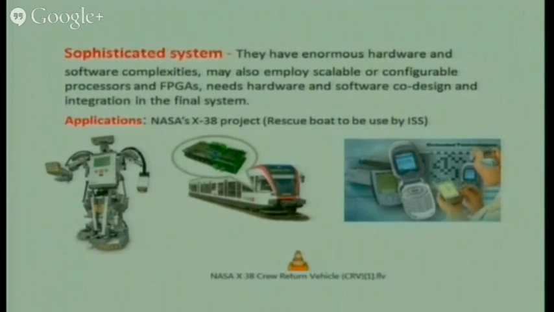The big application in which this sophisticated embedded system was used was the NASA X-38 project. In this project they developed a rescue boat which will be used by the International Space Station in order to save the lives of the astronauts, right? So these are the different applications of sophisticated type of embedded systems.